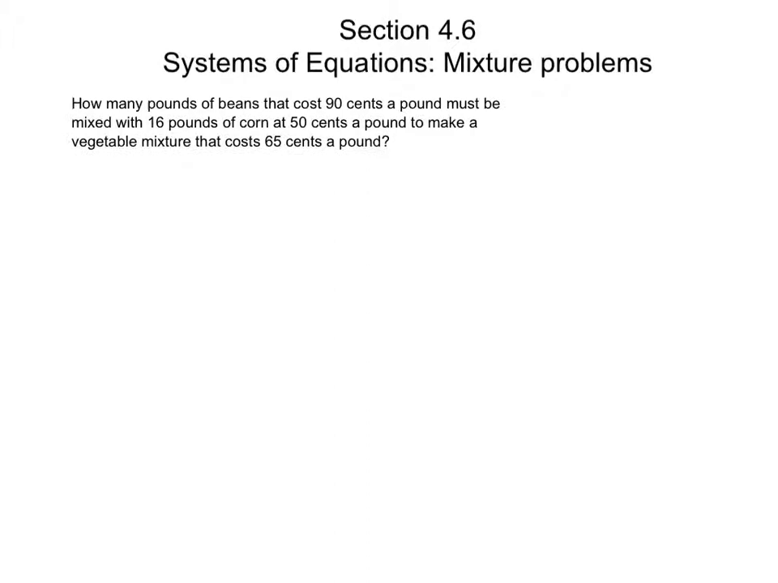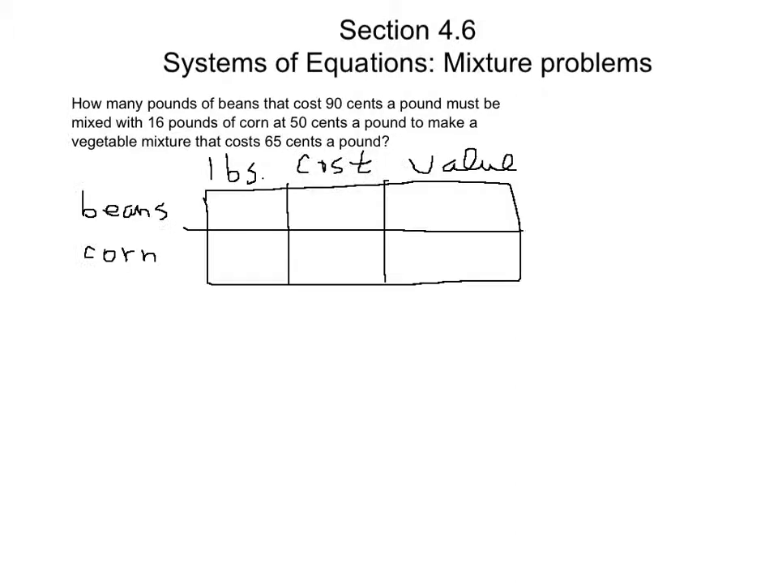And again, once more, a table is a great way to organize and to solve these problems. So here we have beans being added to corn. We know what the value is per pound, and what we want to do is make a mixture that costs 65 cents a pound. There's a lot of numbers, a lot of ideas cracking around there, and what we want to do is try to organize them in a table. And here's how that table might look.